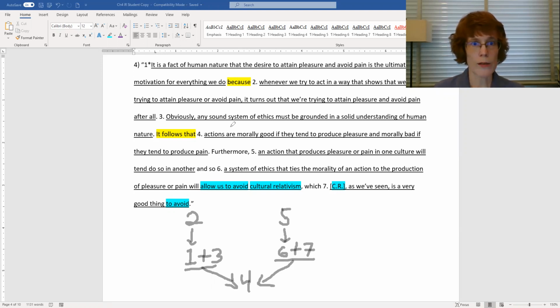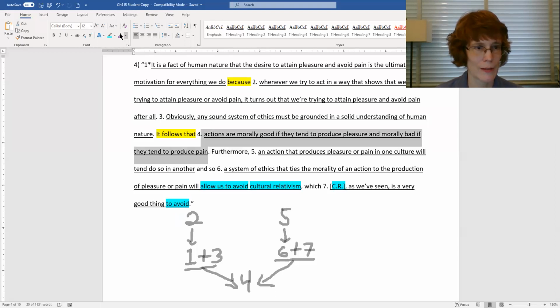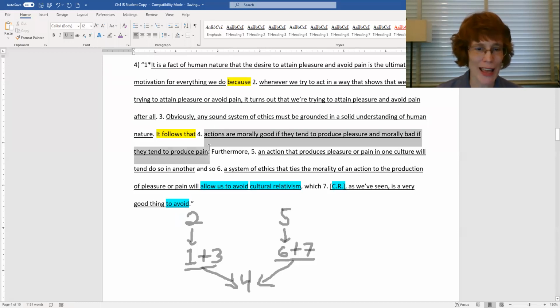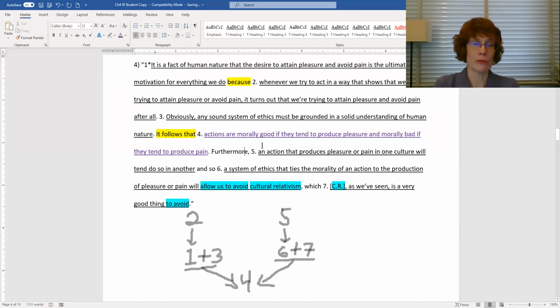So what is the ultimate conclusion here? Behold, it's this. There we have it. That's the ultimate conclusion right there. Whoops, I don't mean to do that. Sorry, I meant to do this. I know this is ugly. Look away. There we go. Actions are morally good if they tend to produce pleasure, and morally bad if they tend to produce pain. That is the ultimate conclusion.